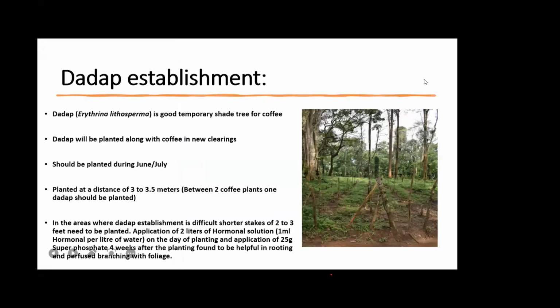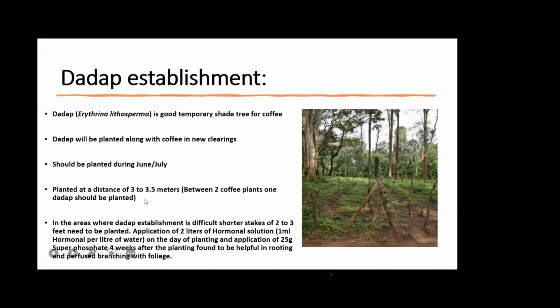Dadap establishment is one of the things here, because there are some areas where Dadap establishment is difficult. In those situations, you have to take 2 to 3 feet of Dadap stakes and plant them, and apply 2 liters of hormonal to the planted Dadaps. After 3 to 4 weeks, you have to apply 25 grams of super phosphate. That will help with rooting, and profuse branching will also be seen in the Dadap stakes.